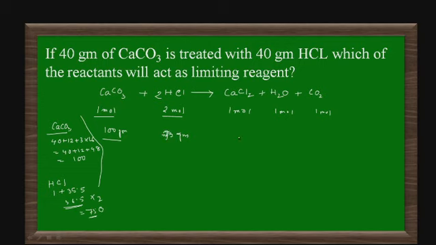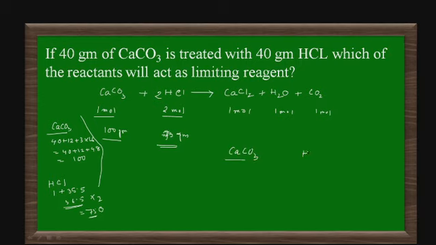Okay, and you don't need to go for calcium chloride, water or carbon dioxide, because you just need to find out the limiting reagent, which can be done by taking the reactants only. You don't need to go for calculation involving products, because to find out the limiting reagent we only need the value of the reactants. So using this stoichiometry, that is 100 gram calcium carbonate reacts with 73 gram hydrochloric acid, you can calculate the limiting reagent.